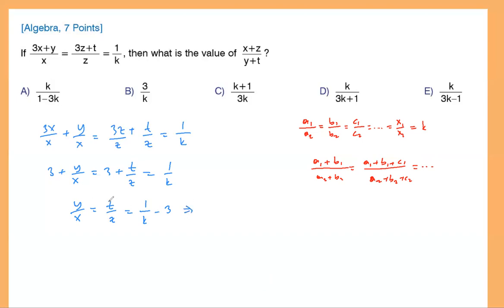Why is this important? Because if you add the y and t, and then add the x and z, this is something we are looking for. So let's simplify this as well. If I add the numerators, you will get y plus t over x plus z, and this is equal to the right side, which is 1 over k minus 3. I can multiply this by k to make a common denominator, so that will be 1 minus 3k over k. Now we have something, but we would like to find the reciprocal of this, because that's what we are looking for. So it should be the reciprocal of this as well. So that is choice A. That is something we can do.